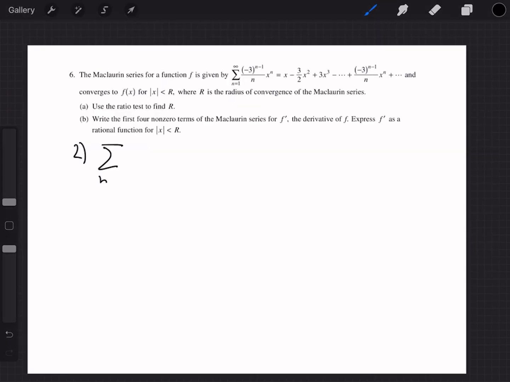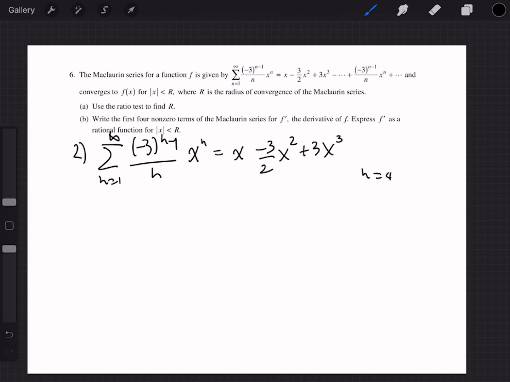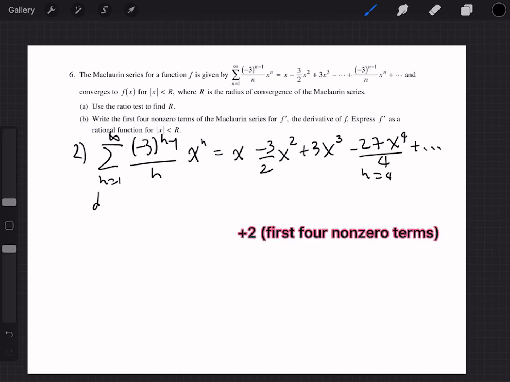I think it's just easier to take the derivatives of the terms listed out. On the top right, you can see they've listed the first three terms, so we need to find the fourth term using a power series. F of x, where n equals 1 is equal to x, n equals 2 is equal to negative 3 halves x squared, n equals 3 is 3x cubed, and n equals 4 is negative 27x to the fourth.